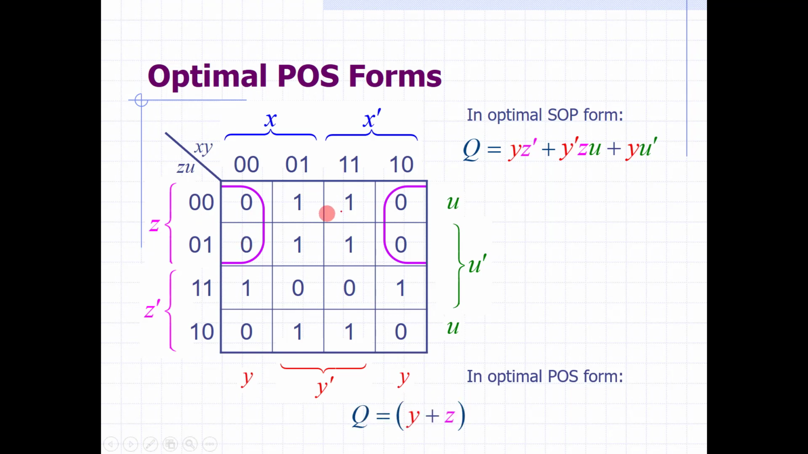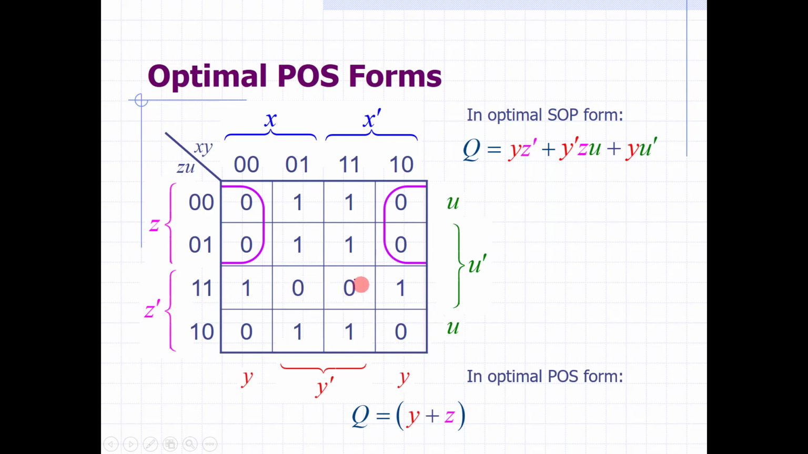So this first group will be a term Y or Z. The Y is 0 in the columns, and the Z is 0 in the row. You can see that in the little labels here. I have Y as positive here and here, and I have Z being positive in these two rows.